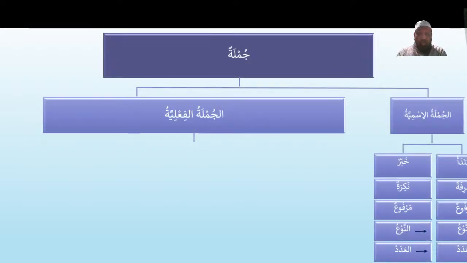Let's recap very quickly. In the past we have learned الجملة الاسمية. الجملة الاسمية has two parts. Number one مبتدا, number two خبر. مبتدا is generally معرفة, خبر is generally نكرة. مبتدا is مرفوع, خبر is also مرفوع. In النوع and in العدد, the خبر matches the مبتدا.